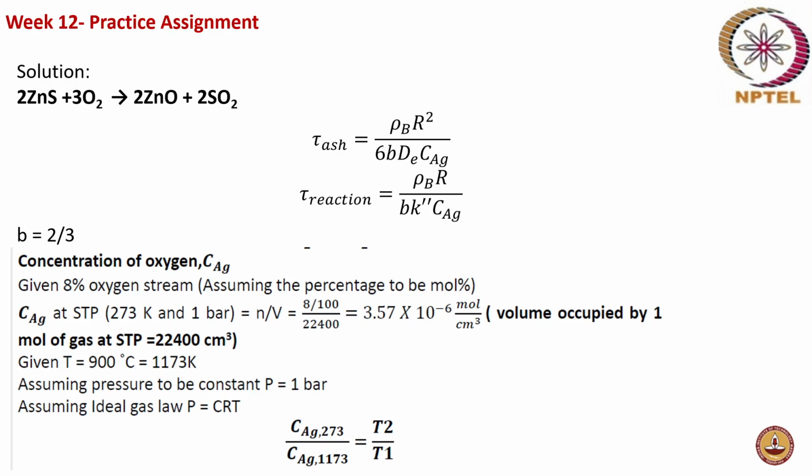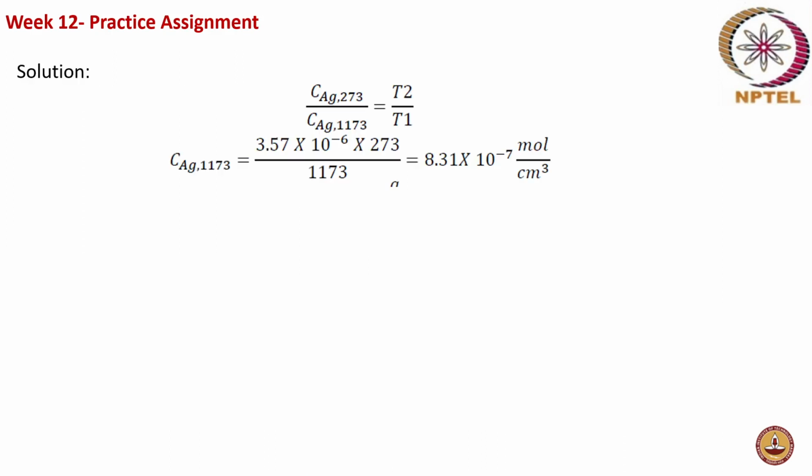For the ideal gas law, P is equal to CRT, where C is the concentration. Substituting this in the expression and rewriting it, you will get the concentration of the gas at 273 Kelvin divided by the concentration of the gas at 1173 Kelvin is equal to T2 by T1, where T2 is 1173 Kelvin and T1 is the standard temperature, 273 Kelvin. So substituting the values, we know T2 and T1. You will get the concentration at 1173 Kelvin as 8.31 into 10 power minus 7 mole per centimeter cube.